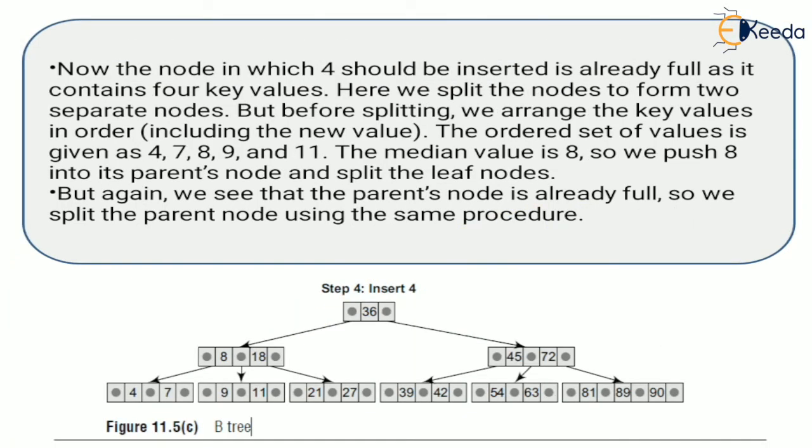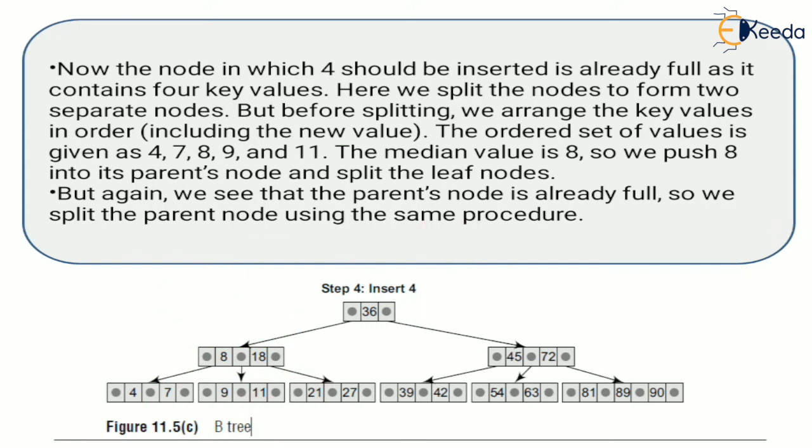The node where 4 should be inserted is already full as it contains 4 key values. Here we split the node to form 2 separate nodes. But before splitting, we arrange the key values in order. The ordered set of values is 4, 7, 8, 9, 11. The median value is 8. So we push 8 into its parent node and split the leaf node.